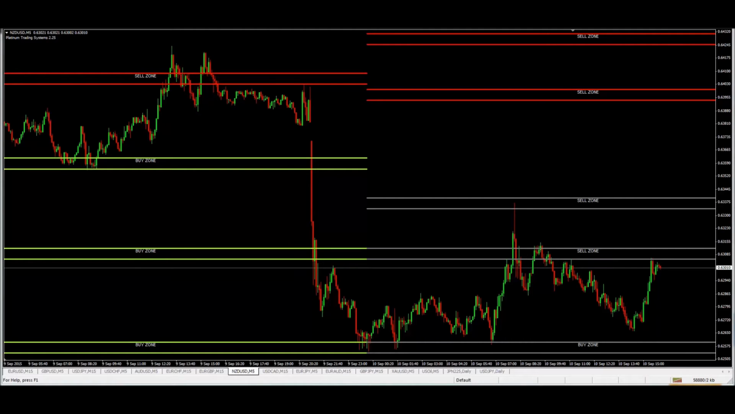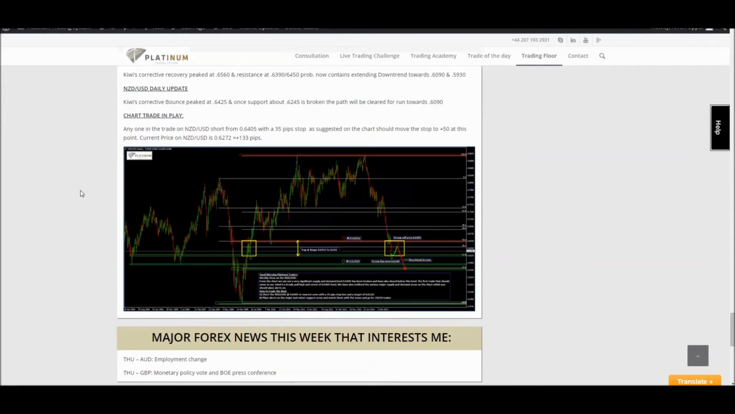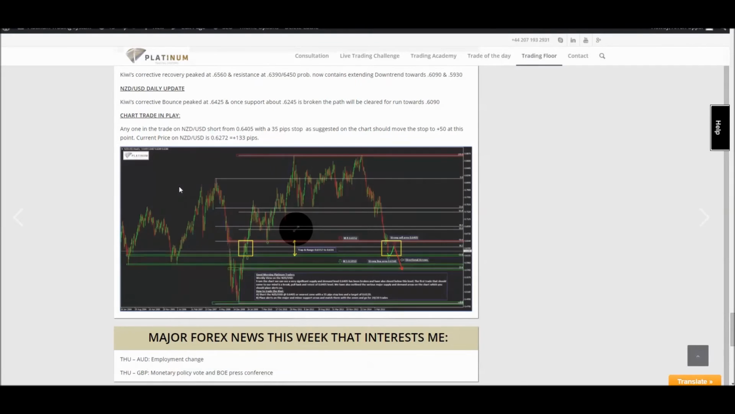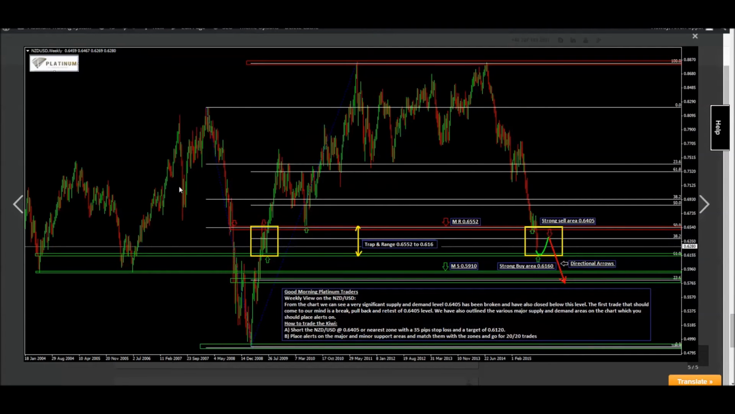We also need to see when the trade was initially published. The trade was initially published onto the trading floor on Monday, in the daily chart analysis. All of our clients will know this: we always publish our daily charts at the beginning of the week, which gives you plenty of time to digest the information and place any trades that you wish to. So we'll go to the daily chart analysis on the trading floor to show the chart. And we can see in here, this was done on a weekly chart.